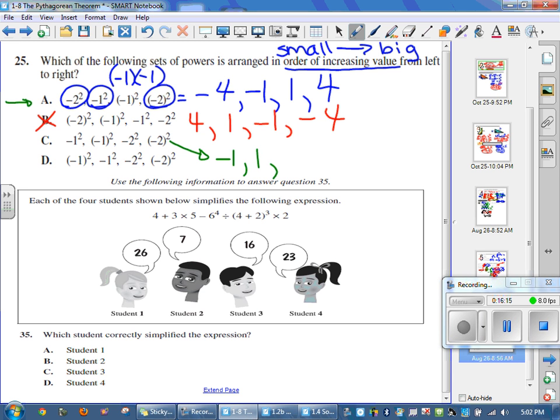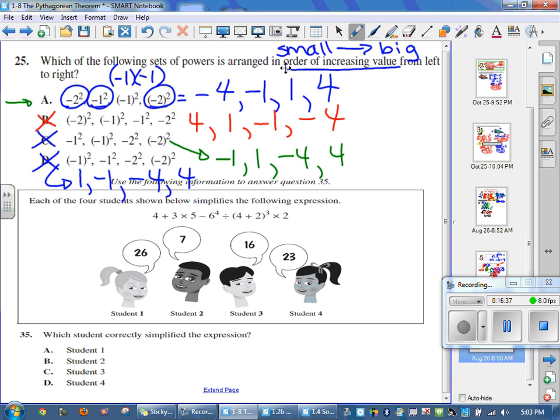They're all mixed up. So let's take a look at letter D. Letter D is going to give me 1, -1, -4, 4. And again, the numbers are all mixed up, so my answer can't be D either. So it's not C, it's not D, it's not B. We were right the first time. Letter A was our correct solution.